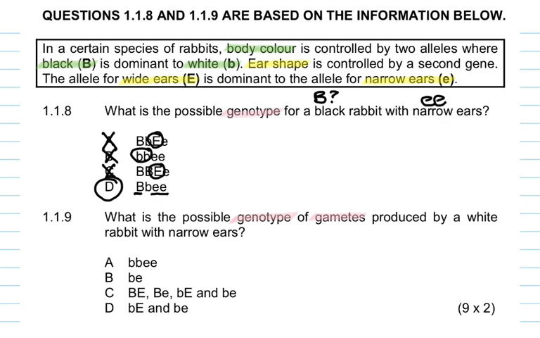So let's have a look. First of all, the moment we're looking at a gamete, it means that option A is out, because that is a parent, it's not a gamete.